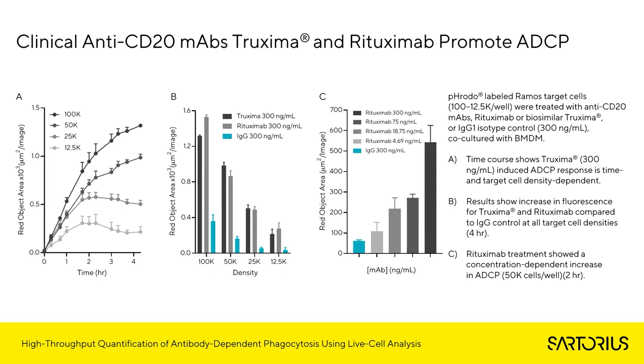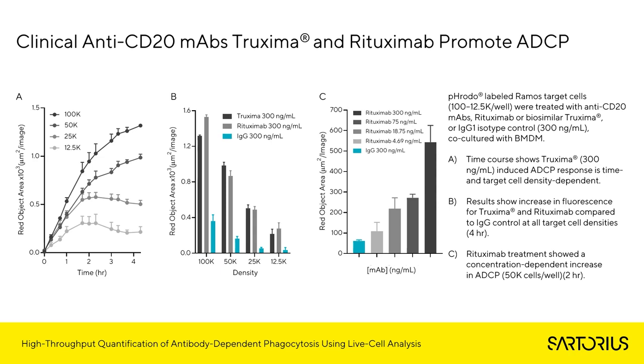Frodo-labeled Ramos target cells at a range of densities from 100 to 12.5 K per well were treated with anti-CD20 monoclonal antibodies rituximab or truximab, or an IgG1 isotype control. And then they were co-cultured with bone marrow-derived macrophages.